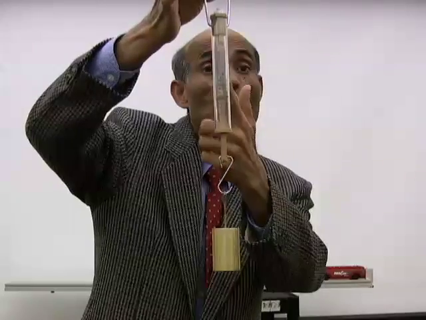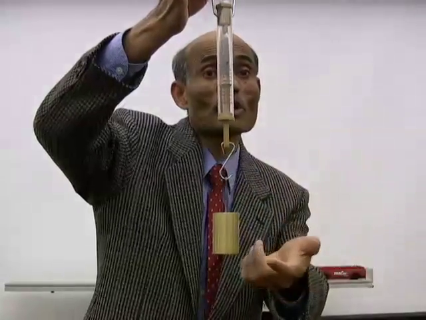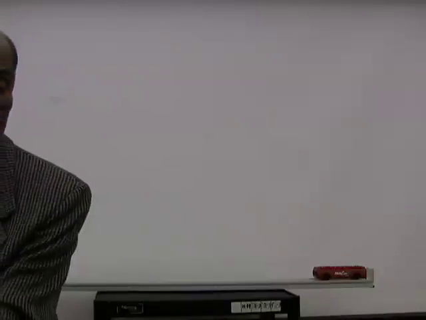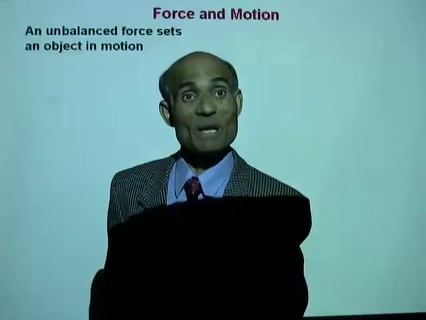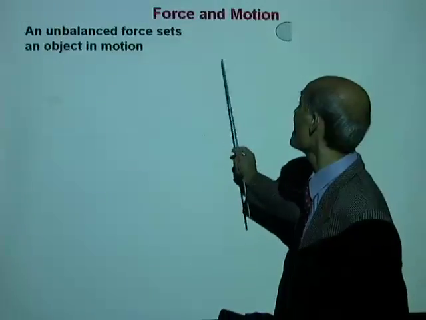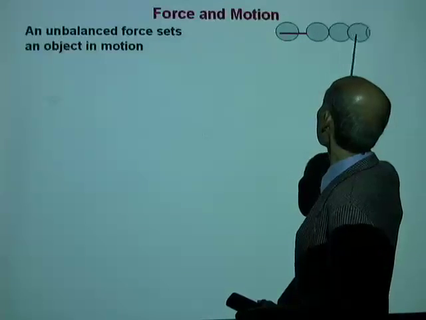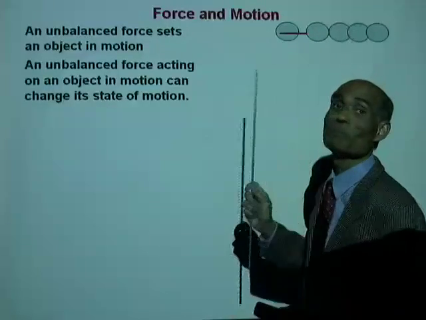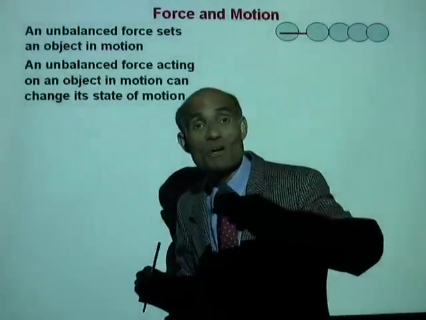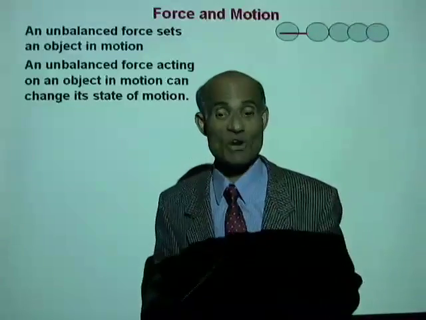The moment I let it go, I am no longer supporting it. There will be an unbalanced force. And there it falls. The unbalanced force made it move. So, you need to understand the meaning of an unbalanced force. Okay, that means it is an unbalanced force that sets an object in motion. You have an object here, an unbalanced force will make it move. An unbalanced force acting on an object in motion will change its state of motion.